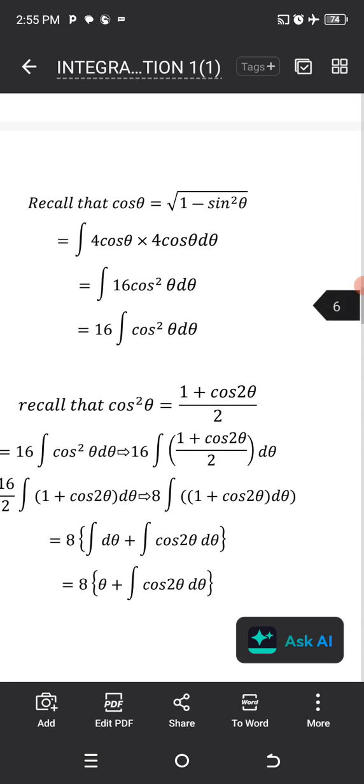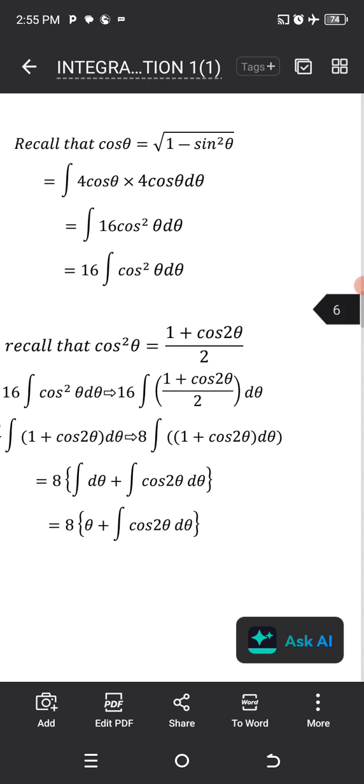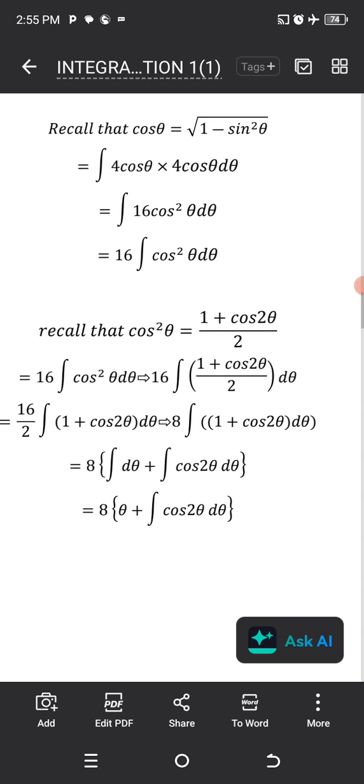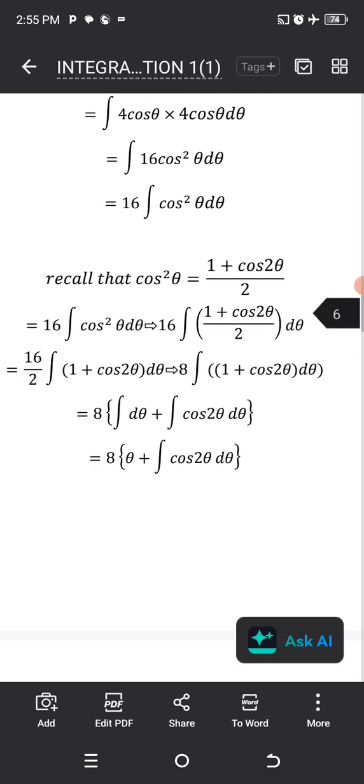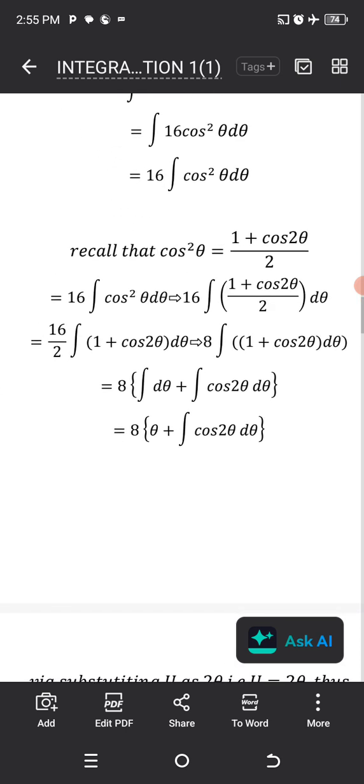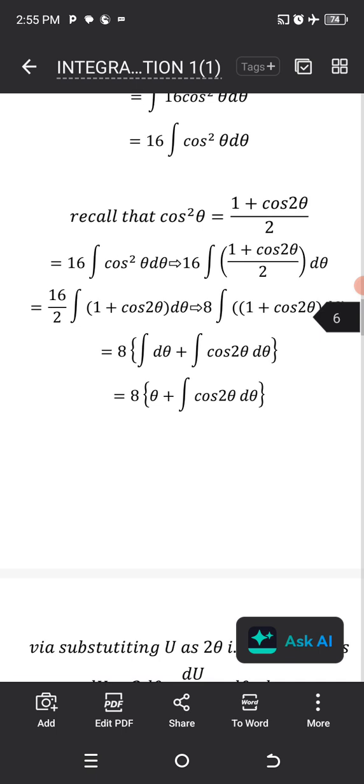So we bring out the constant, which is 16. That is why you're having 16 outside there. So 16 integral of cos square theta d theta. Recall that cos square theta, like we did earlier, is what? 1 plus cos 2 theta over 2. So that is why the expression for 16 integral of cos square theta d theta implies 16 integral of 1 plus cos 2 theta over 2 d theta.